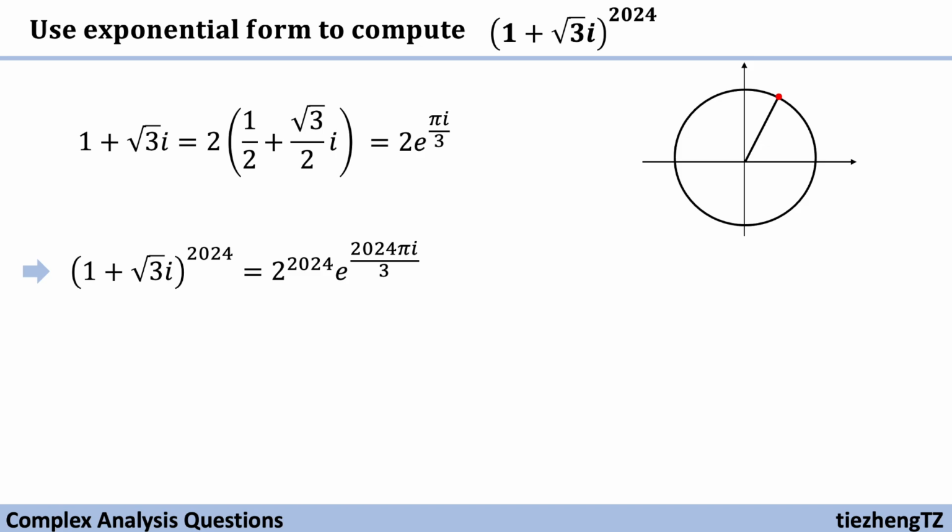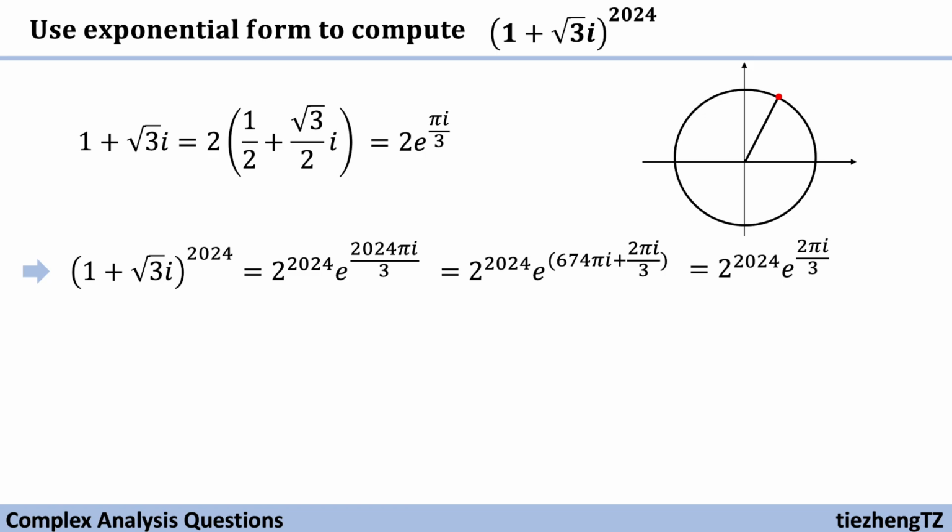Okay, so for the given function, we can rewrite it as 2 to the power of 2024 times e to the power of 2024 times pi i over 3. So simplify it as 2 to the power of 2024 times e to the power of 674 pi i plus 2 pi i over 3. And we know, since this has a period of 2 pi i, we can further simplify it to 2 to the power of 2024 times e to the power of 2 pi i over 3.